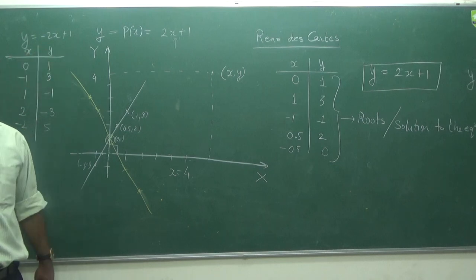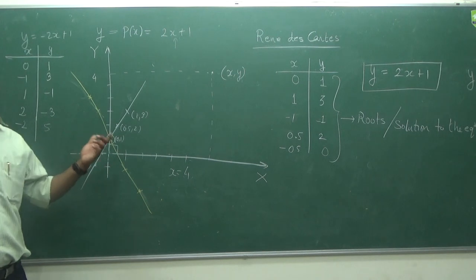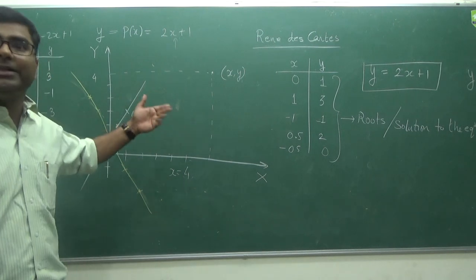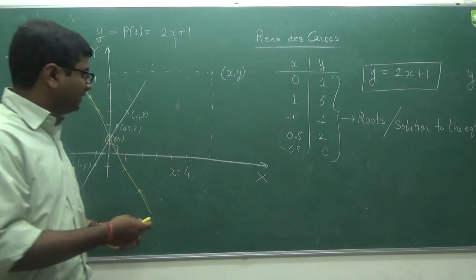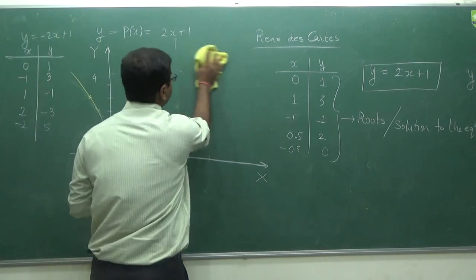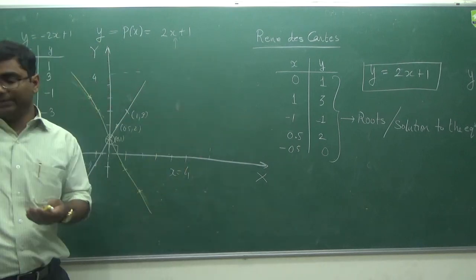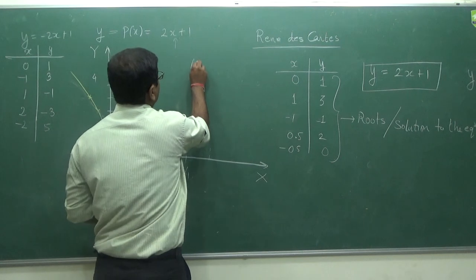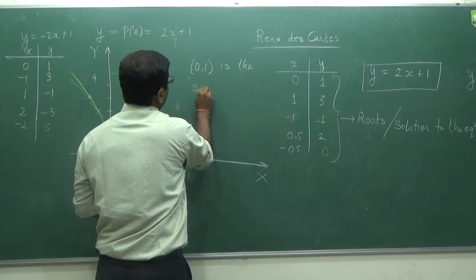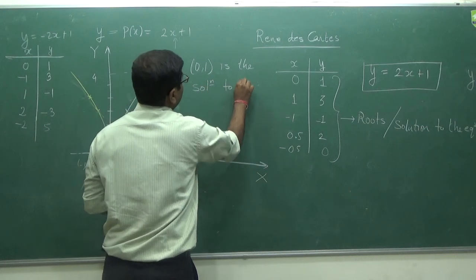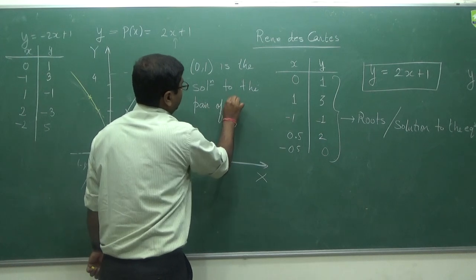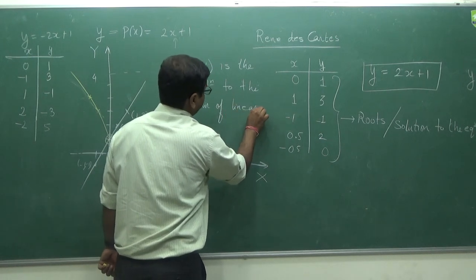So we say that (0, 1) is the solution to the pair of linear equations. You understood? So hence we say, what is the inference or the conclusion? Conclusion is, (0, 1) is the solution to the pair of linear equations.